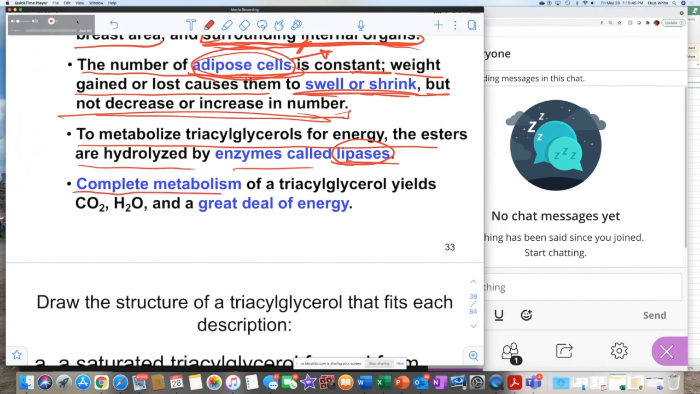Anyway, complete metabolism of triacylglycerol yields carbon dioxide and water. So when we burn off fat, we actually exhale it, right? I remember this coworker who used to ask, how do you think we get rid of fats? By metabolizing it and exhaling it.